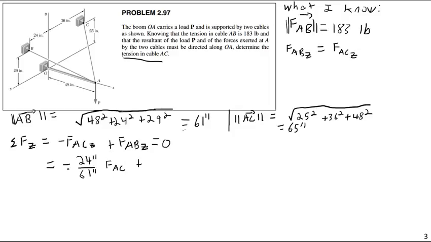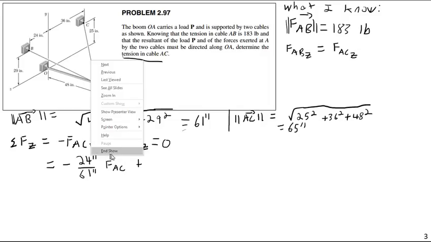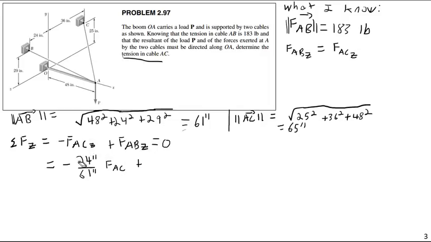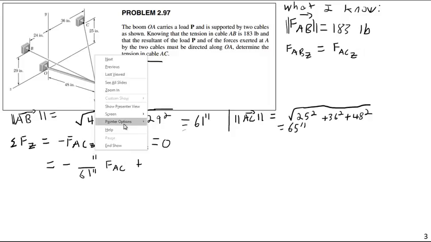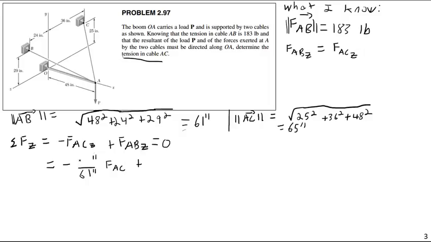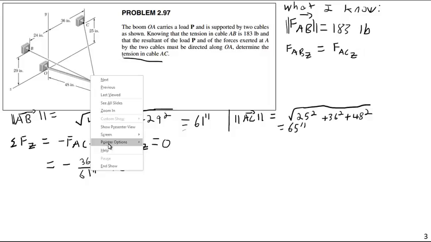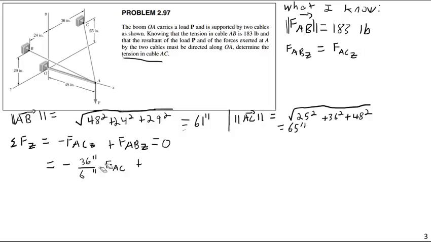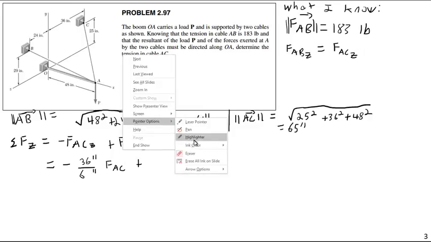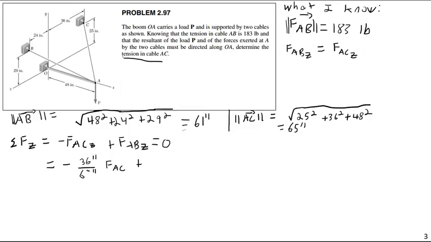Let's see, actually, no, sorry, this should be 36 inches. If I'm going to have the FAC first, then I need to make this 36 inches. 36 inches over 65 inches. Negative 36 inches over 65 inches. In fact, let me just label these: 65 inches and 61 inches for this.